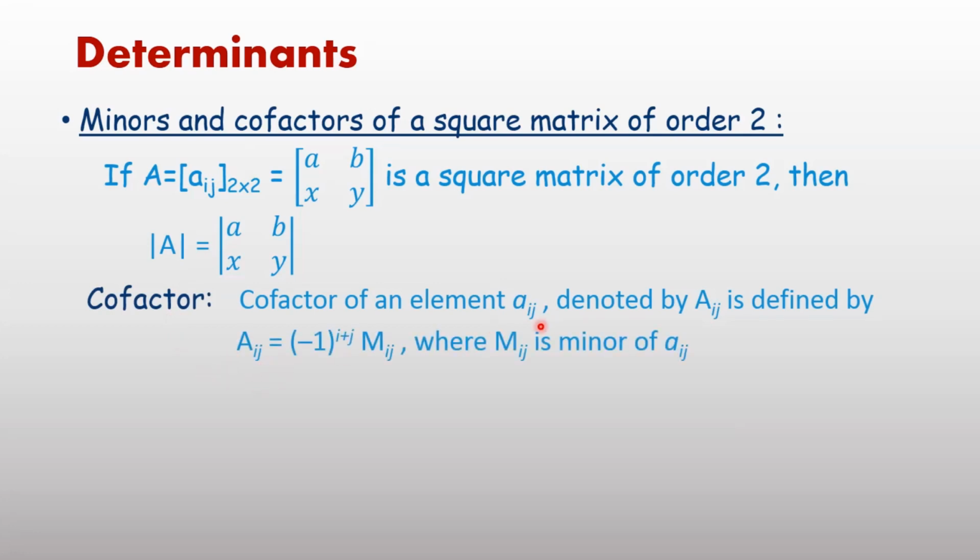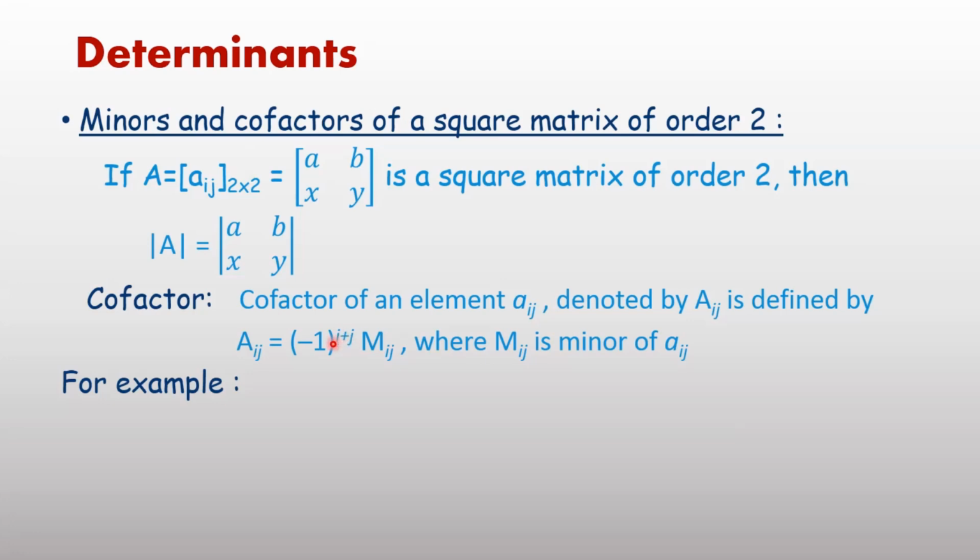Cofactor means, if any element aij is given, then its corresponding minor is Mij and the cofactor is Aij. And Aij you can write as (-1) power i plus j into Mij. Already you have calculated the minor, now you have to find the cofactor. So the numerical value of minor and cofactor is the same, only the sign changes, and the sign is (-1) power i plus j.